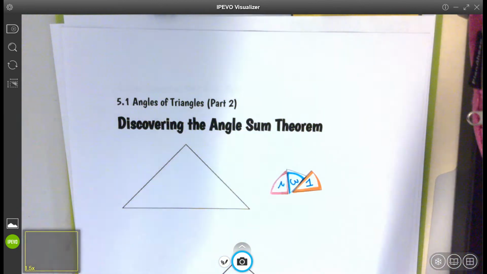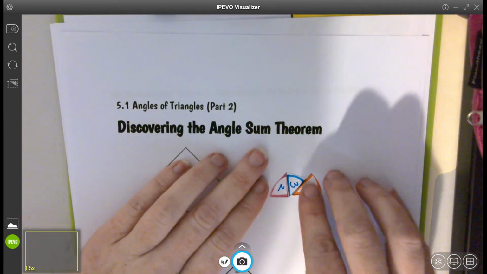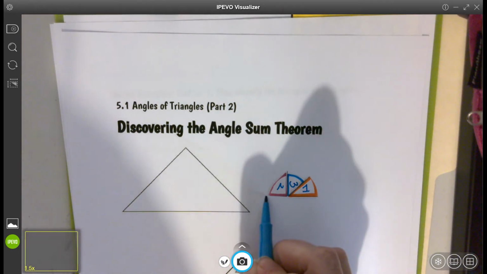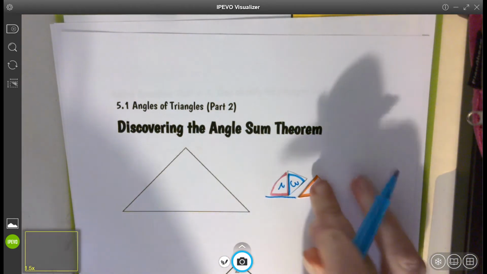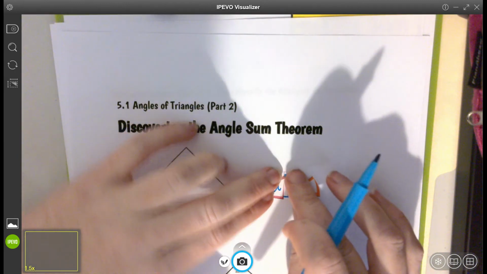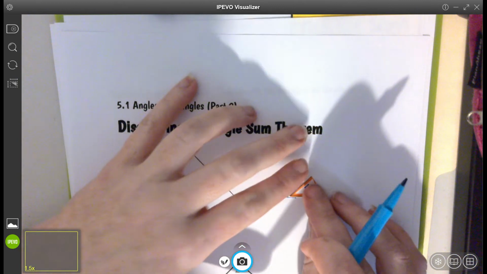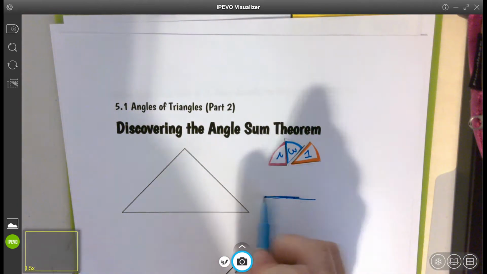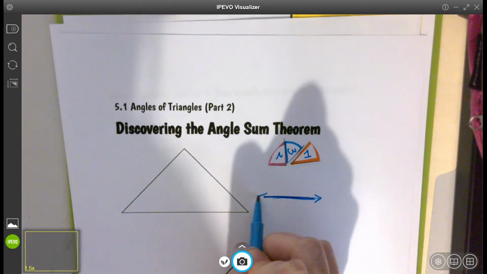So here I put the angles together. I really hope you can see that I put them together. And what's really interesting about it is that when I put them together, they create this straight line, if I can draw it straight. They create a straight line every single time. So here's that straight line. Again, I'm going to put the angles right on top of it.